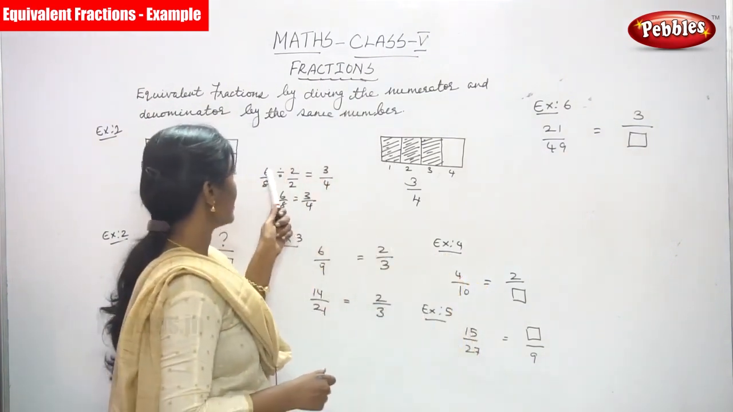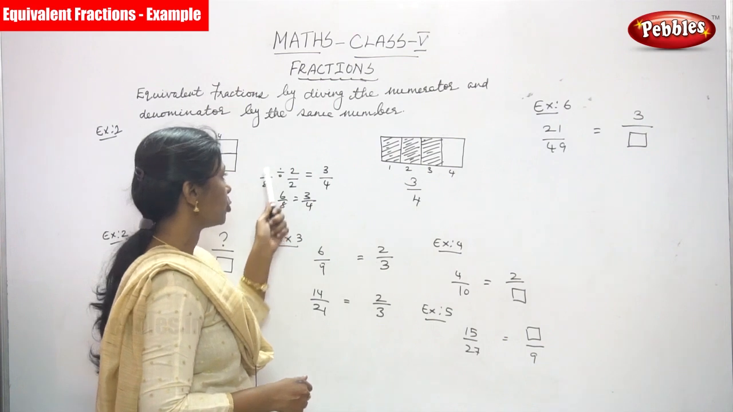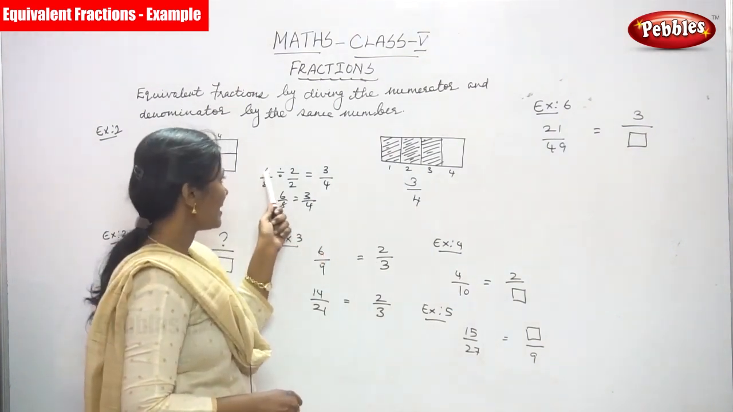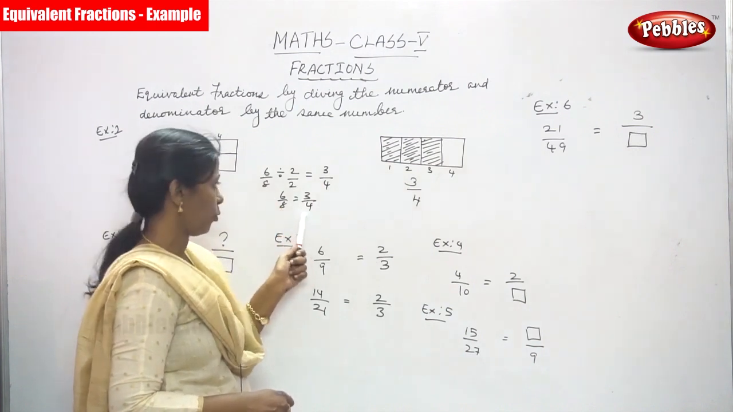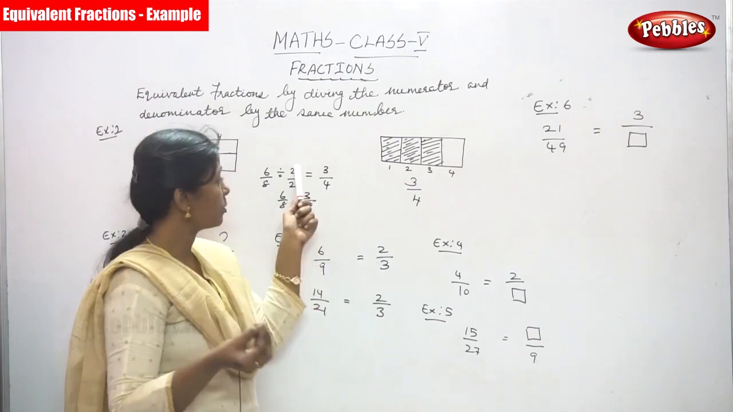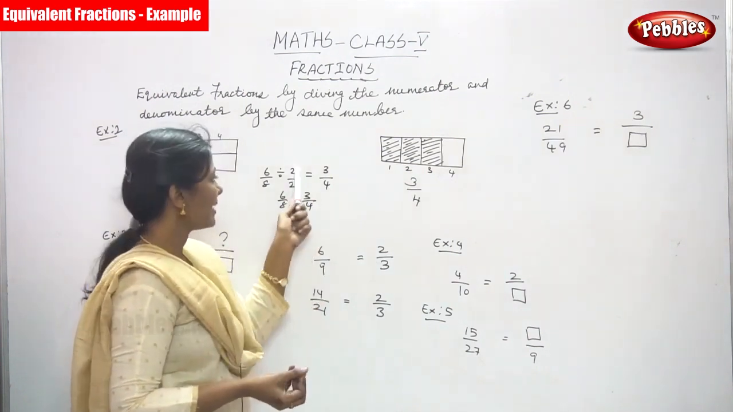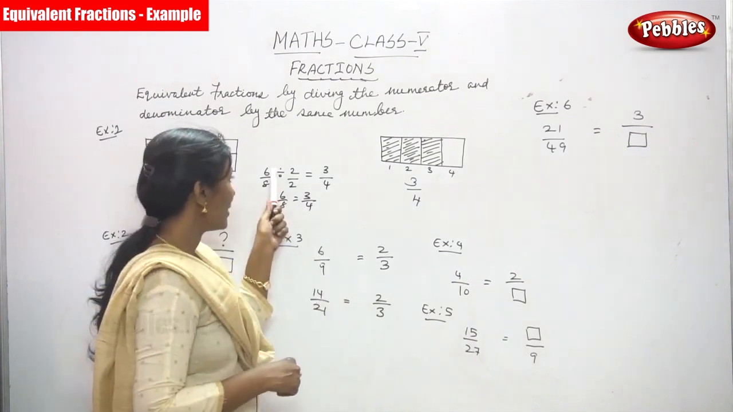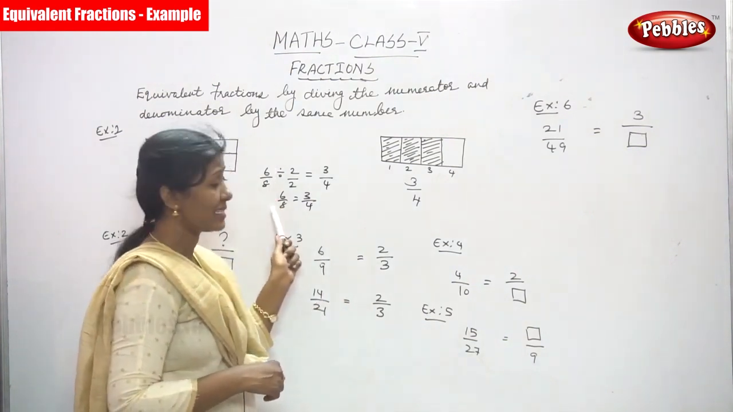So what is the answer? It is 6 by 8. You got it. How could you say it is an equivalent fraction? 6 by 8 is equal to 3 by 4. That means you have to divide by some number. I am going to take only 2. So by this number I have to divide 6 by 8, where the numerator is 6 and the denominator is 8.